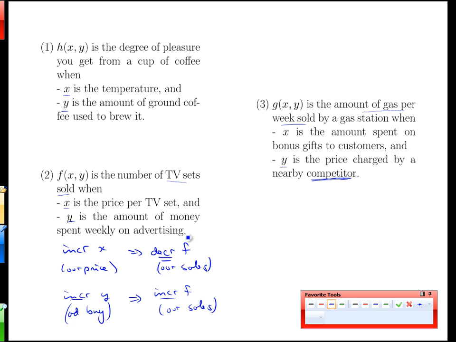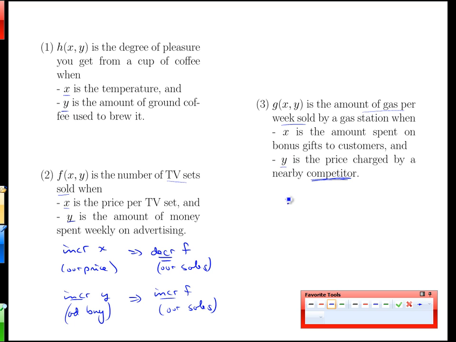The fact that f is a decreasing function of x. If I move x up a little bit, I expect f to go down, while f is an increasing function of the advertising spending. If I increase y, I increase f. Let's take that same approach and take a look at these other different functions.